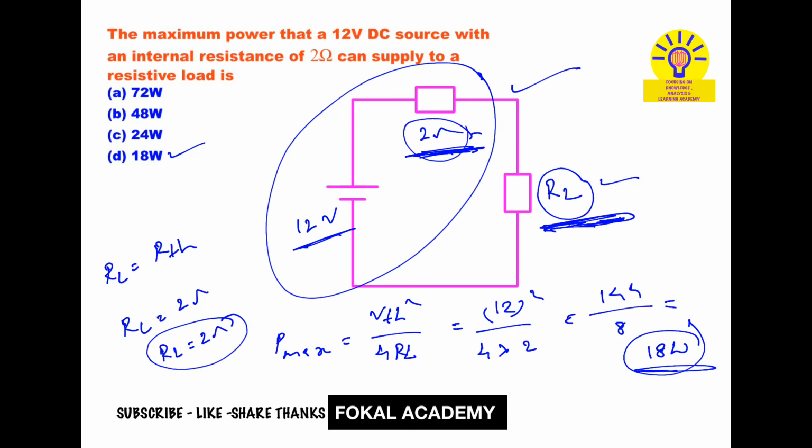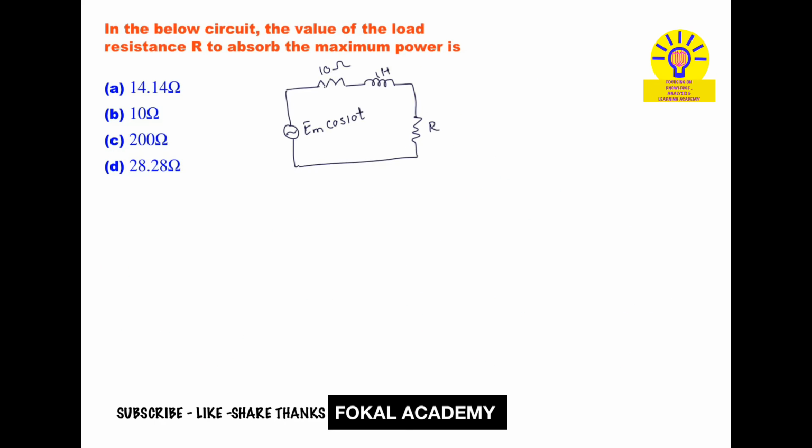Okay, come to the next problem. In this problem, for the below circuit, what is the value of the load R to absorb the maximum power? That is, for what R value, what is that resistance value? Here a source is given as Em into cos of 10t, with a resistance and one inductor. Here the load will absorb maximum power whenever it is equal to the Thevenin resistance.